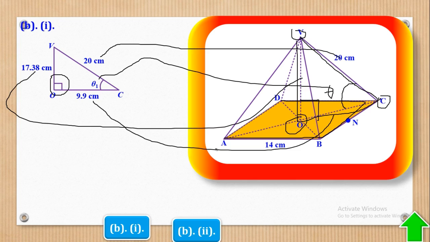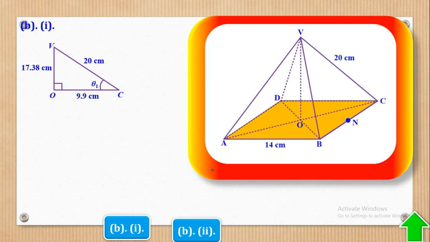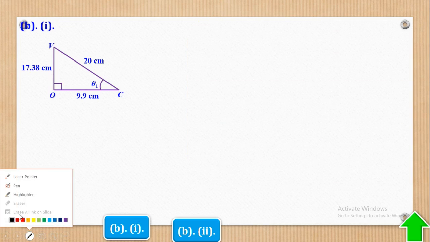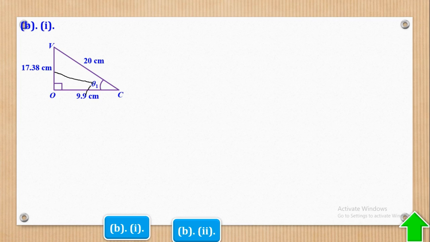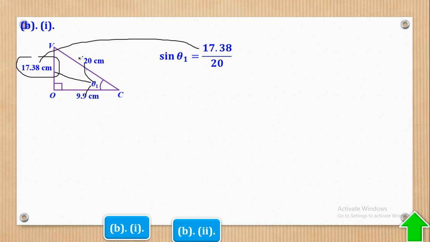So with that triangle extracted out, we can now go ahead and get the angle. What you should remember is that with this angle, this is the opposite, this is the adjacent, and this is the hypotenuse. It is up to you to choose which one you want to use. So sine theta will be opposite over hypotenuse, which is 20. And therefore theta 1 will be 60.34 degrees.